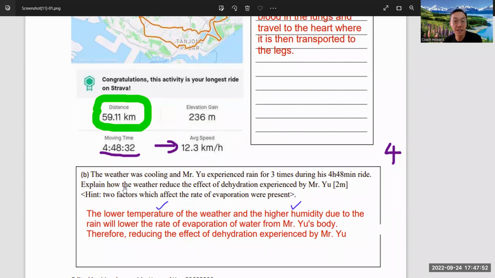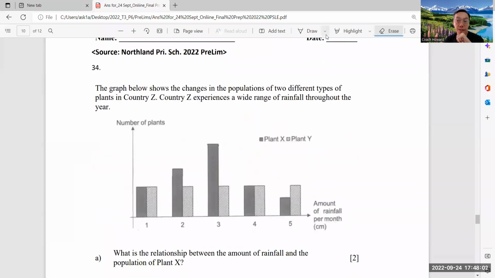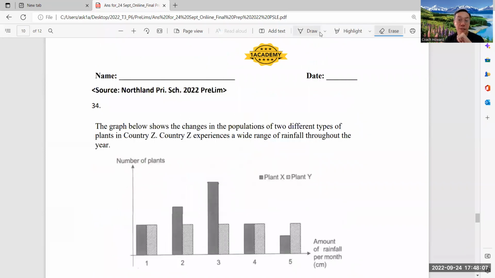Okay, so this is the answer, the lower temperature. Okay, let's continue the next question. Coming back to here. Okay, this is another school. Let me do a new recording before I start.